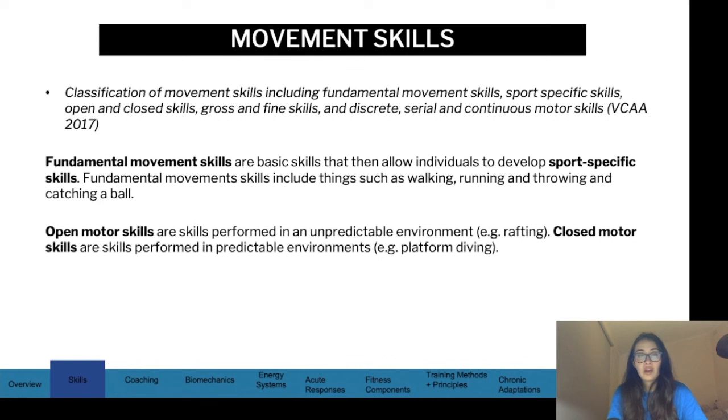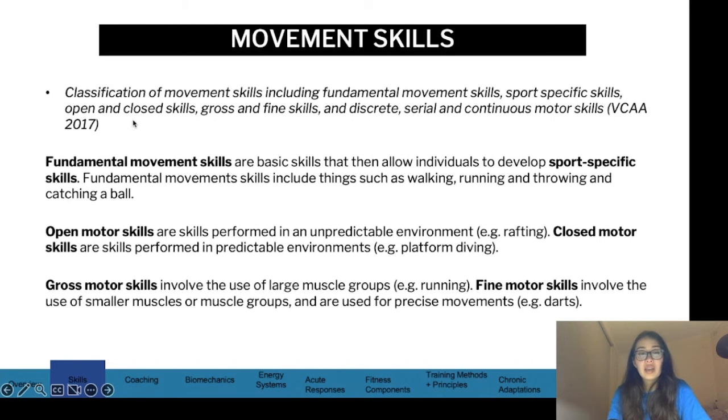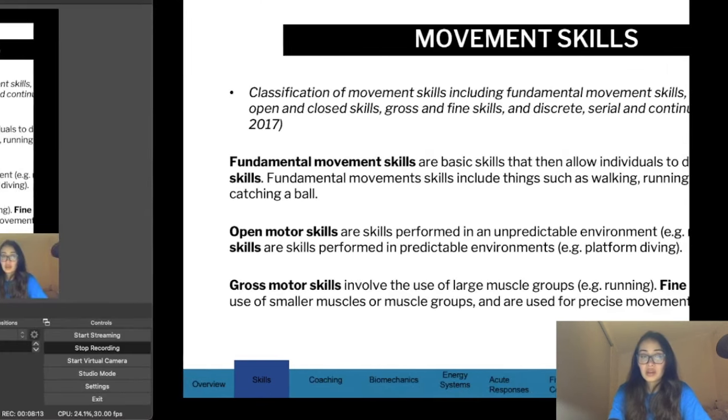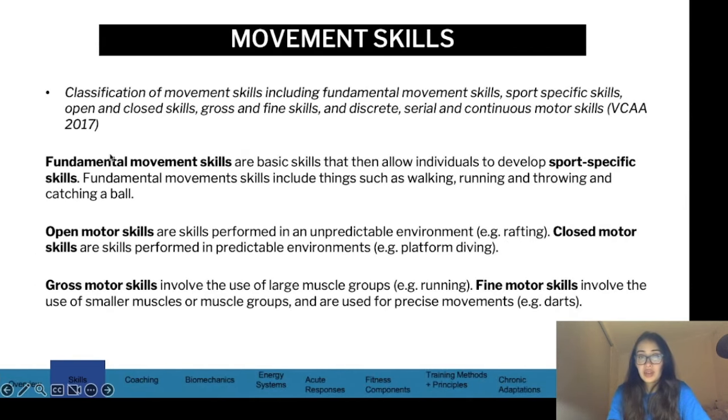Okay, so I've added the dot points from the study design on most of these slides, I think. I'm not going to read them because it's going to take too long. Anyway, there are lots of definitions in PE that you do have to know because you're often asked to define them. So you often get a one mark question which says define fundamental movement skills, or define open motor skills, or define gross motor skills. So make sure that you do understand these things.